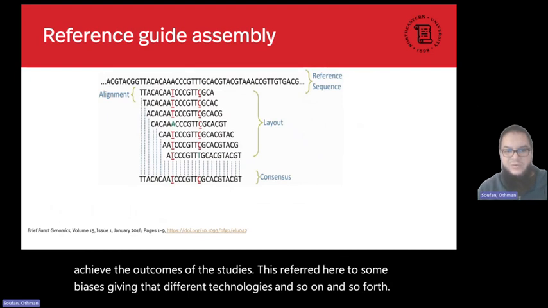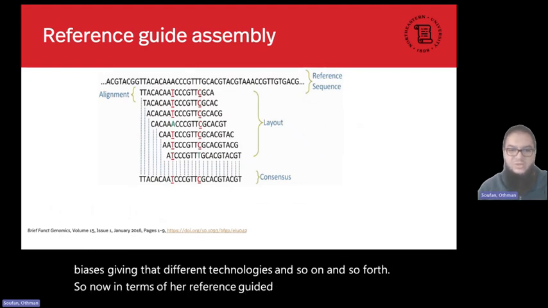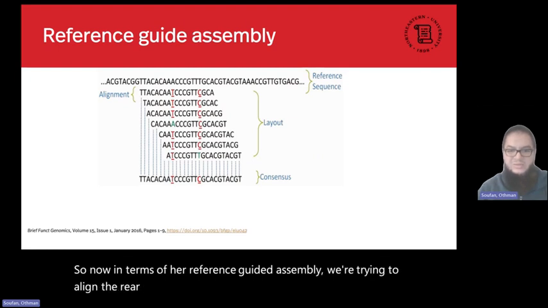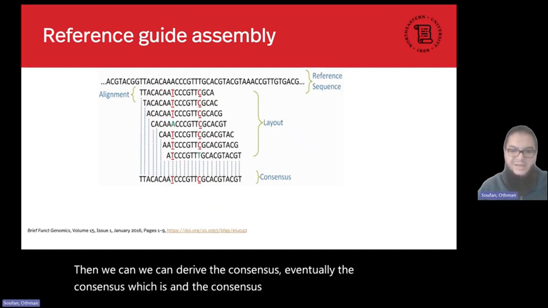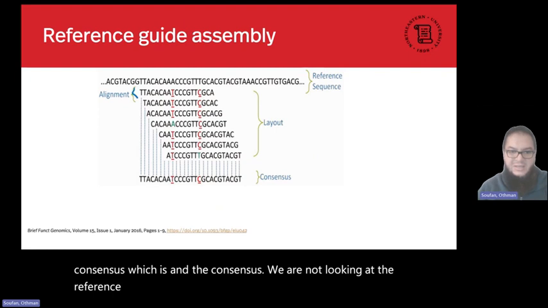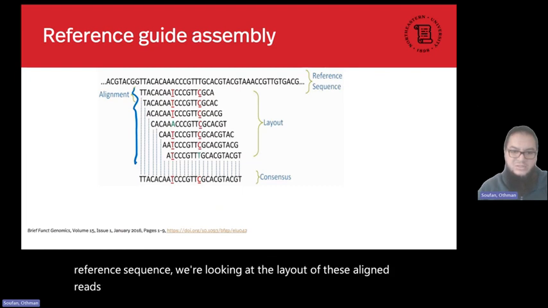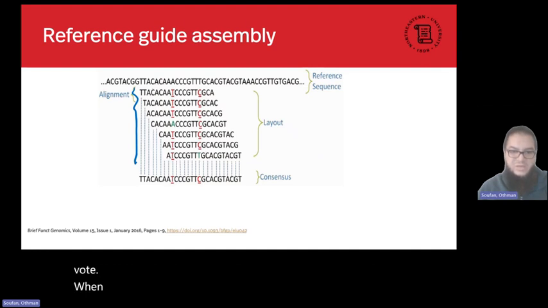So now, in terms of reference-guided assembly, we're trying to align the reads until we get a layout of a group of aligned reads. Then we can derive the consensus. In the consensus, we are not looking at the reference sequence. We're looking at the layout of these aligned reads. So consensus means let's take the majority vote whenever we have the option. So here we don't have options, so we can just go with T.